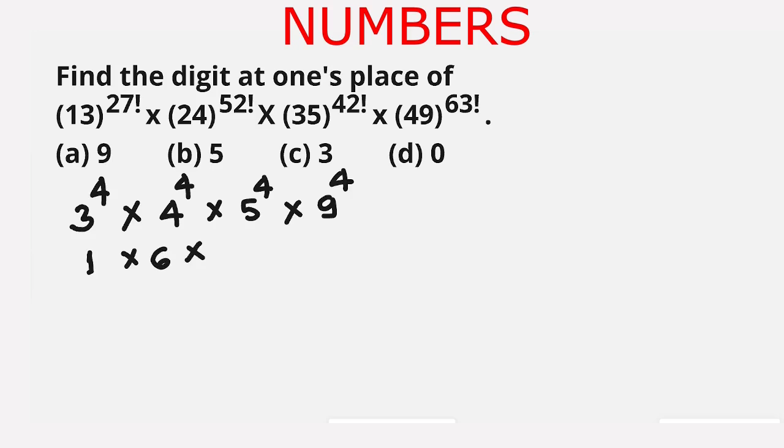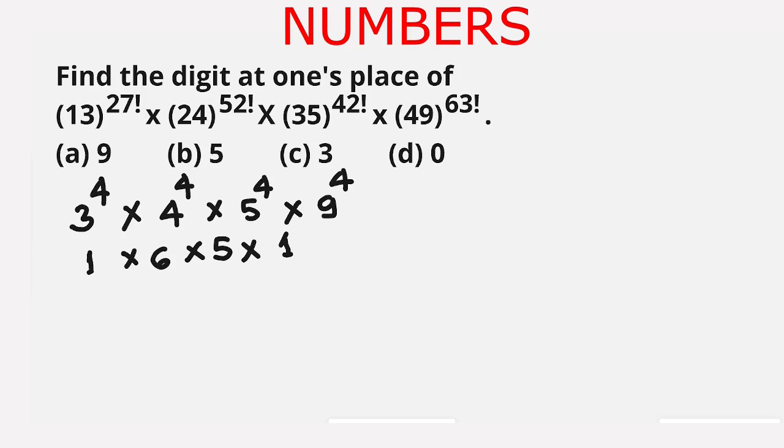So we write 6. Multiplied by 5 to the power 4, and it will give ones place digit always 5. And 9 to the power 4 will give the ones place digit 1, as 9 to the power 4 can be written as 9 to the power 2 multiplied by 9 to the power 2. And 9 to the power 2 is 81, and 81 times 81, ones place of 81 multiplied by ones place of 81, which is 1. 1 multiplied by 1 is 1.